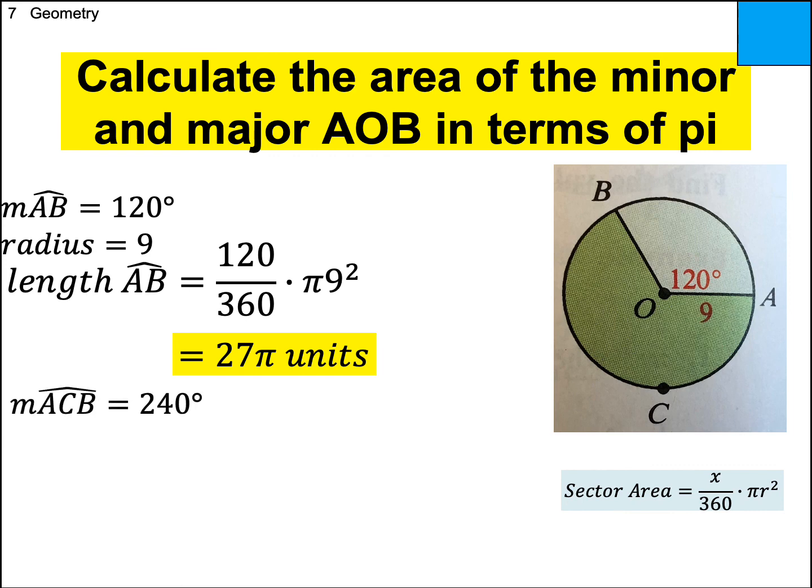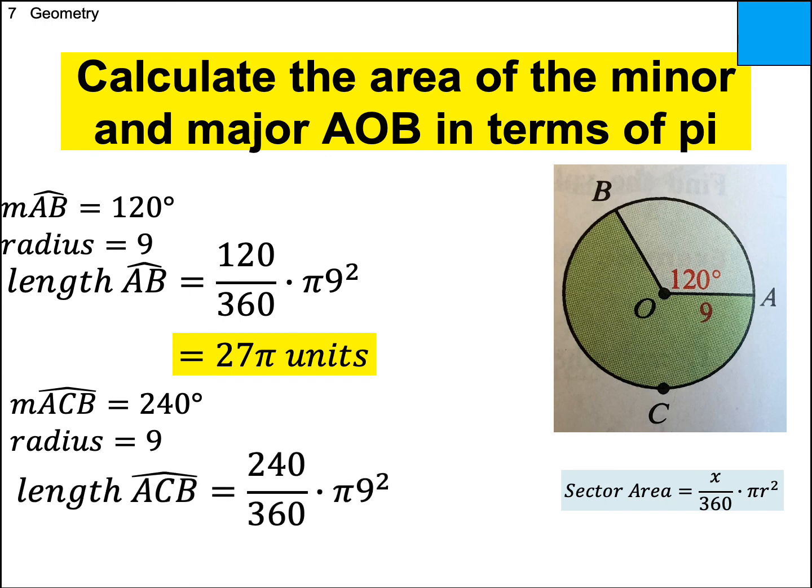Let's see the major one. Where am I getting the 240 from? Well, if the minor was 120, 360 minus 120 is 240 degrees. So we're talking about the dark green, or the darker of the two greens here. And the radius is still 9, so those are the numbers that we're going to plug in. So we get 240, and we're leaving these in terms of pi. So 240 times 81 divided by 360 is 54. Tack on a pi, and this is in square units.